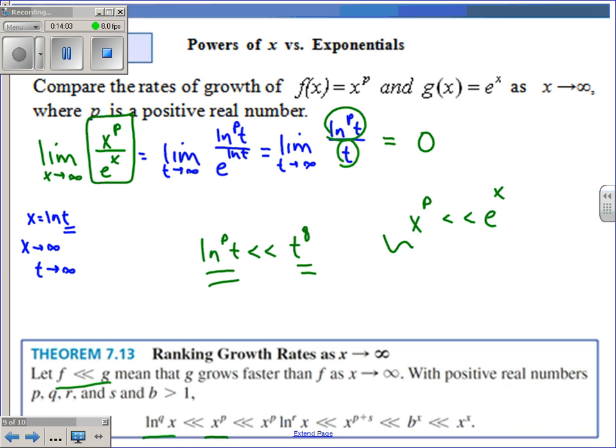So here are our polynomial functions, and here are our exponential functions. So they're in a totally different class of growth rate. And so that fills in a few more down here. We have the comparison of the polynomial functions and the exponential functions here.